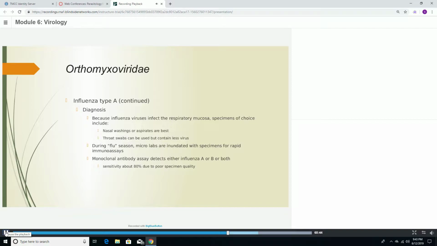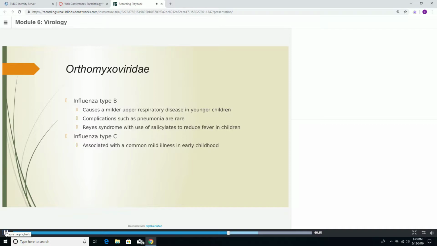A monoclonal antibody assay detects influenza A, B, or both. Sensitivity is about 80% due to poor specimen quality. So it's only at 80% sensitivity for detecting this virus.